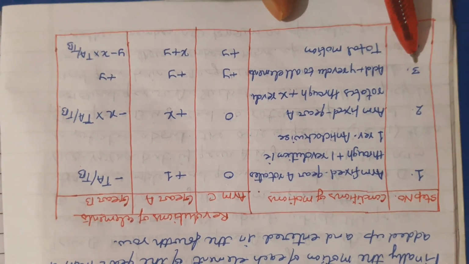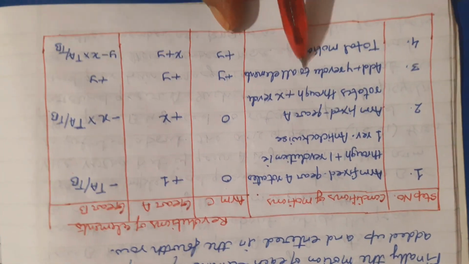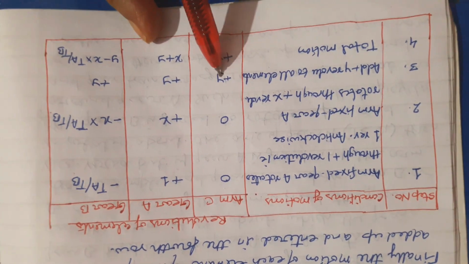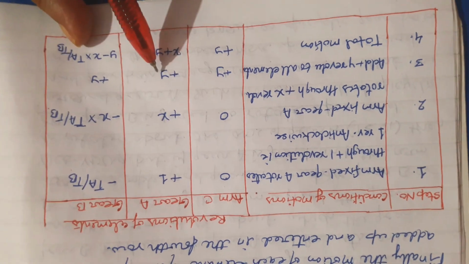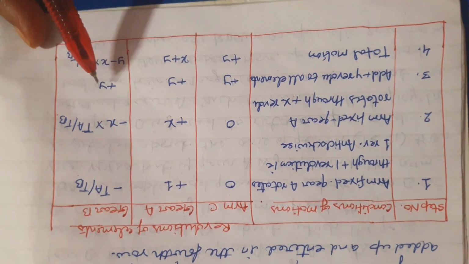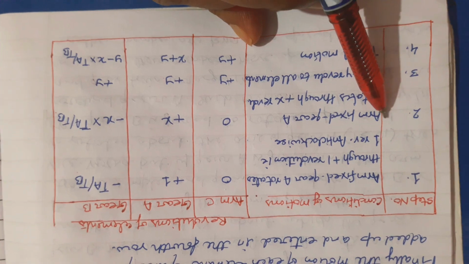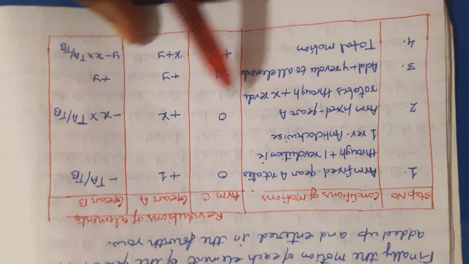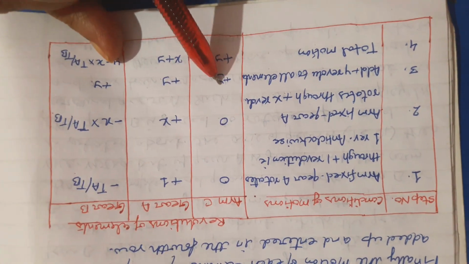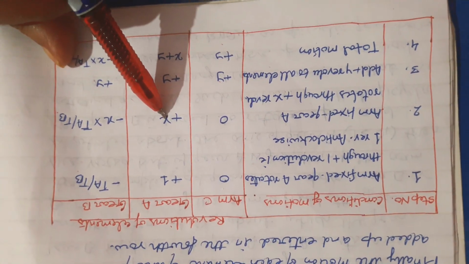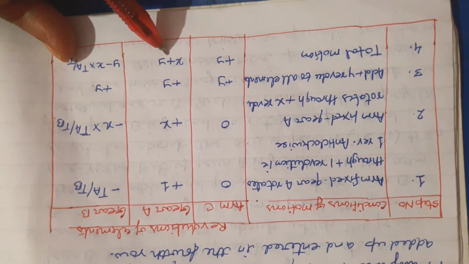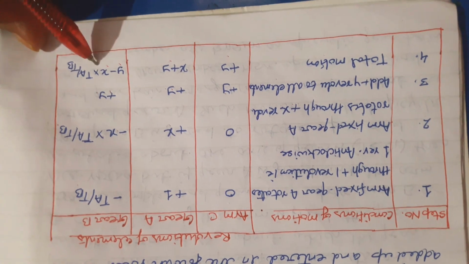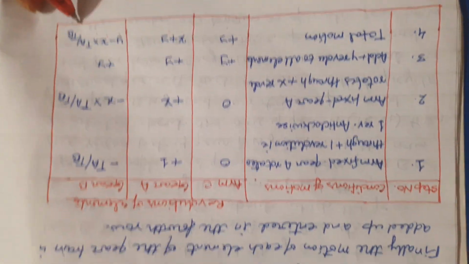Similarly, we add plus Y revolution to all the elements, that means we give plus Y revolution to arm C as well as gear A and gear B. Now we have to add up the second and third rows. The total motion is 0 plus Y equal to plus Y, and plus X plus Y equal to X plus Y. Similarly, for gear B it is plus Y and minus X, that means Y minus X into TA upon TB.